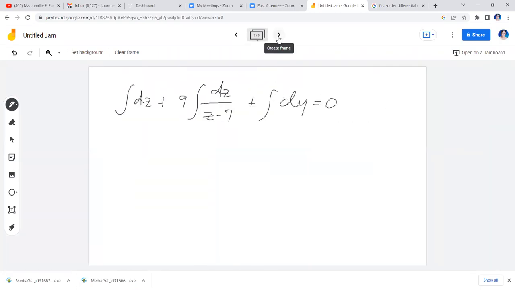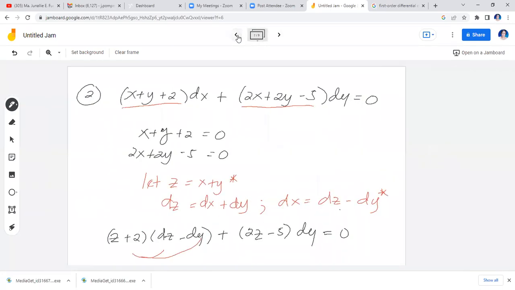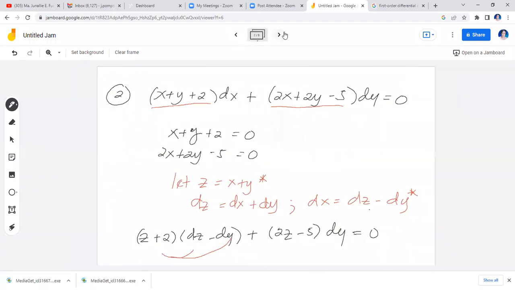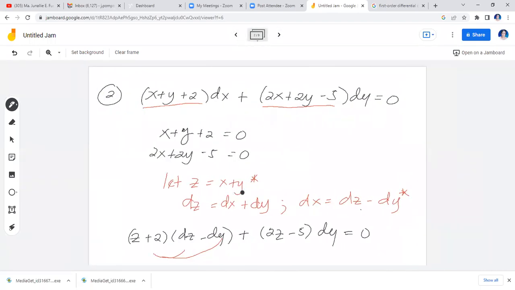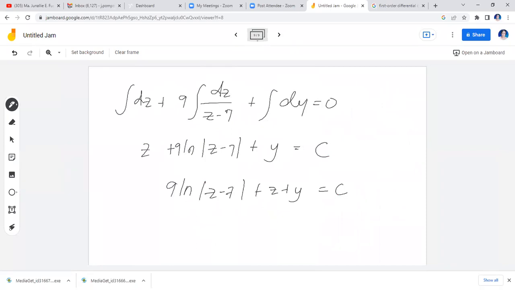Then the rest is just easy. You have z plus 9 ln of z minus 7, and you have y equal to c. So you have 9 ln of z minus 7 plus z plus y equal to c. But what is z? Because we don't have the z variable. The z variable is x plus y. You go back here and substitute x plus y.